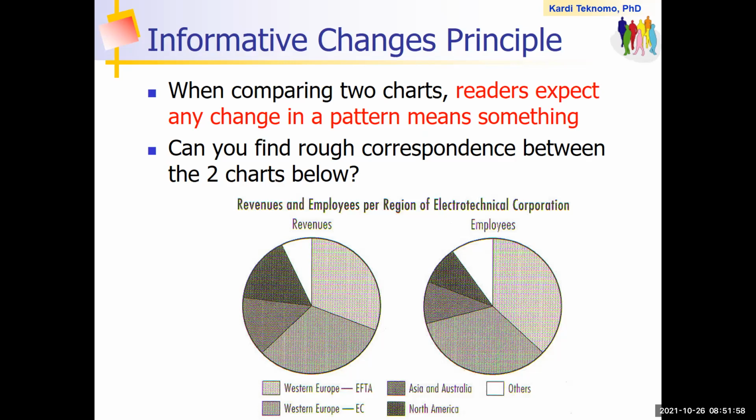So you can see the revenues and the employees. Look at the amount of the chart, the larger part there. For Western Europe, for both, they are almost the same size, right? So then you can see that there is some kind of correlation between the revenues and the employees. So remember, when you want to compare 2 charts, the reader expects any change in the pattern means something.